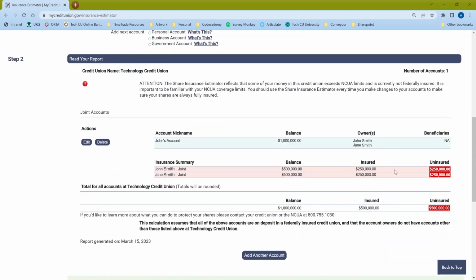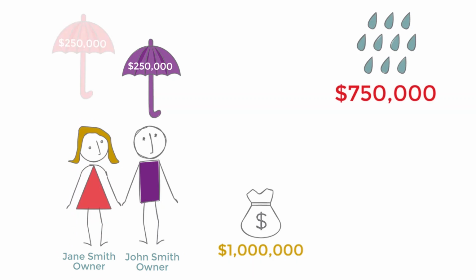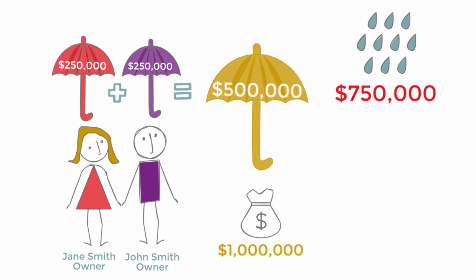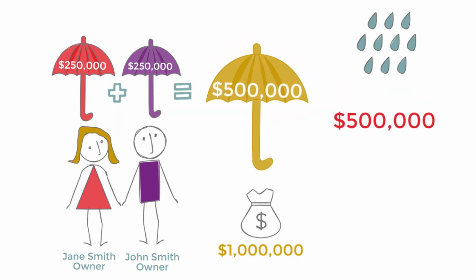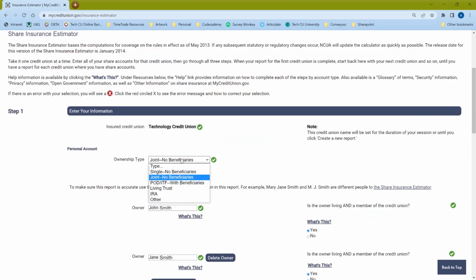This increased the coverage to $500,000, but still doesn't cover the full million. Adding Jane onto the account brought an extra $250,000 in coverage for her portion of the funds. Adding that to John's $250,000 coverage gives a total coverage of $500,000, still leaving $500,000 uninsured. What else can they do to get these funds covered? Let's talk about adding beneficiaries to the account.